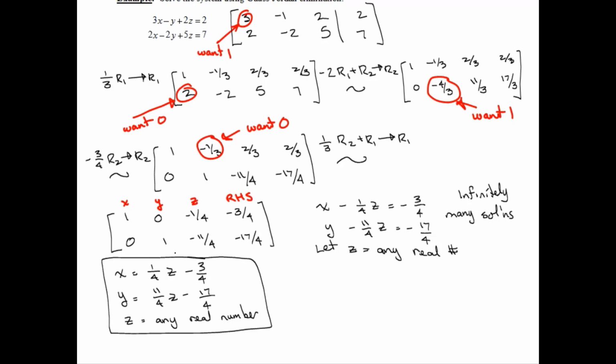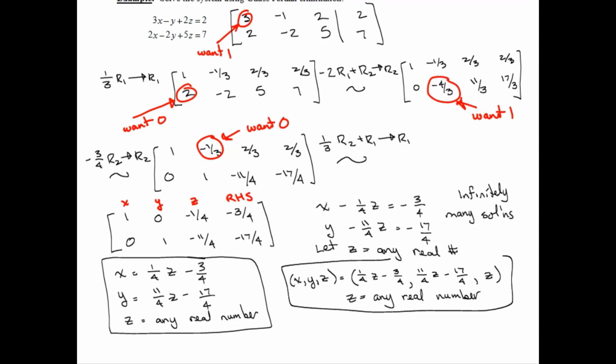Here's another way that you will sometimes see this solution written. If we write it as an ordered triple, then my (x, y, z) is going to be 1/4 z minus 3/4. That's my x. My y will be 11/4 z minus 17/4. And then my z will just be z. And we should make a note that z is any real number. That's an alternative way of writing your solution, your description of the solutions to this system.